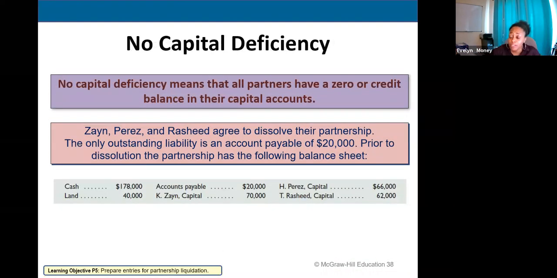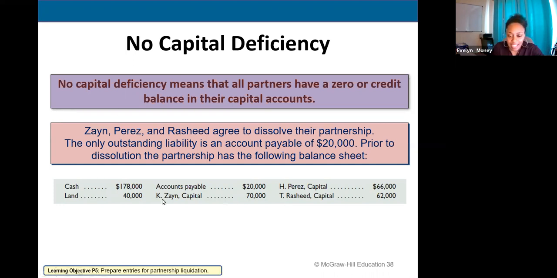So when there is no capital deficiency, every partner's capital account has a positive balance. As long as it has a positive or a 0 balance, then we don't have to worry about one of the old partners needing to pay money into the business, or anyone suffering an additional loss. I don't want to say not suffering a loss at all, because everyone will suffer a loss when the business ends, depending on how much cash they have. But I'll show you what I mean in a second.